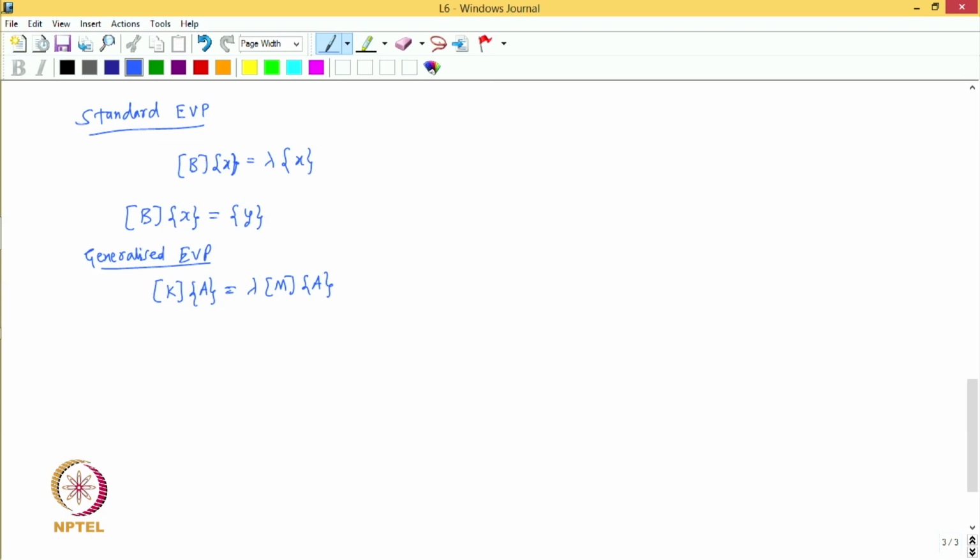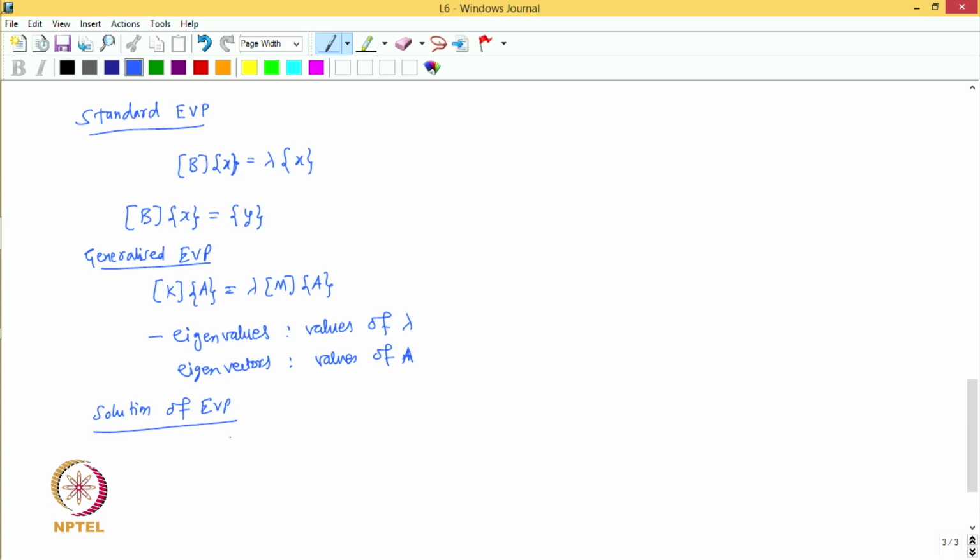So, solution of this eigenvalue problem leads to eigenvalues, right, that is the values of lambda, and it leads to eigenvectors. Corresponding vectors are the eigenvectors, that is the values of A, right. Then how to solve the eigenvalue problem? So, solution of eigenvalue problem.